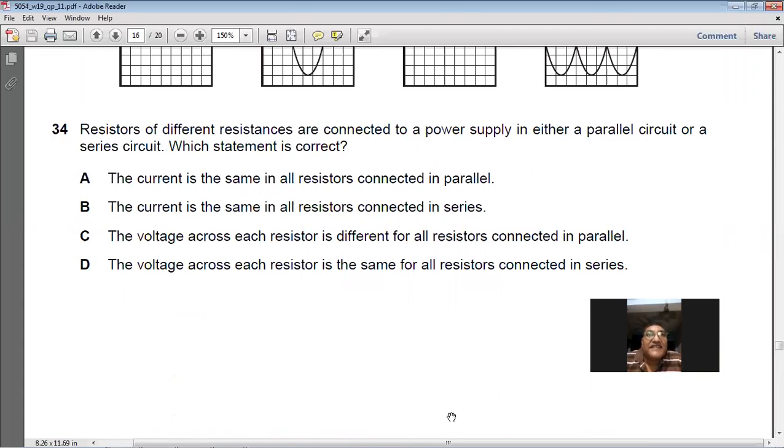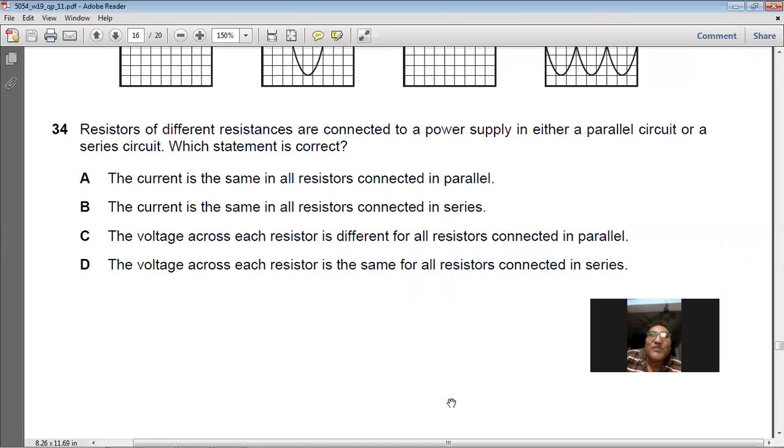Resistors of different resistances are connected to a power supply in either a parallel circuit or a series circuit. Which statement is correct? The current is the same in all resistors connected in parallel. That's wrong. Voltage drop is the same in all the resistors which are connected in parallel. Current is not the same. The current is the same in all resistors connected in series. That's 100% correct. When you connect the resistors in series, because the current has only one path, the same amount of current flows through them all. So that's the right option.